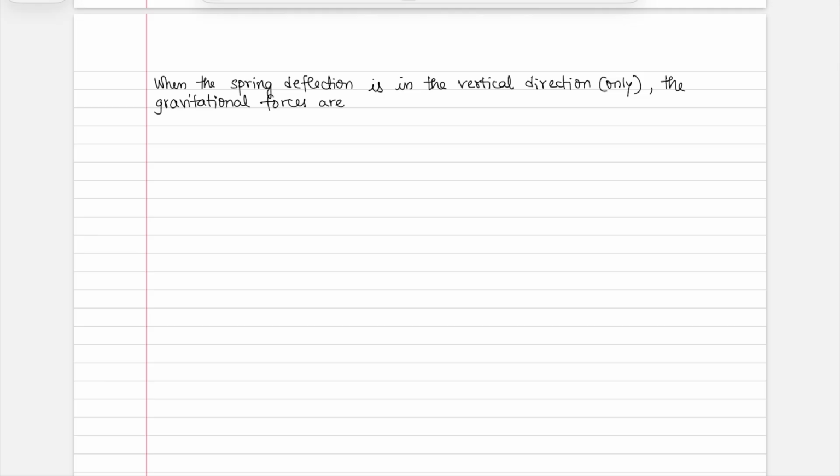So when the spring deflection is in the vertical direction only, the gravitational term forces are cancelled by static deflection in the springs.